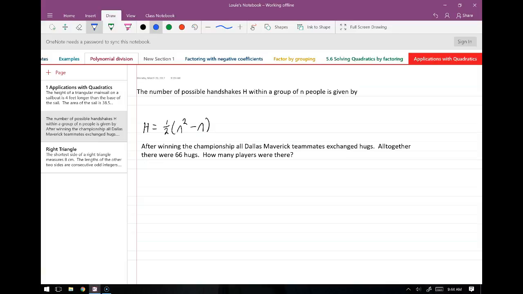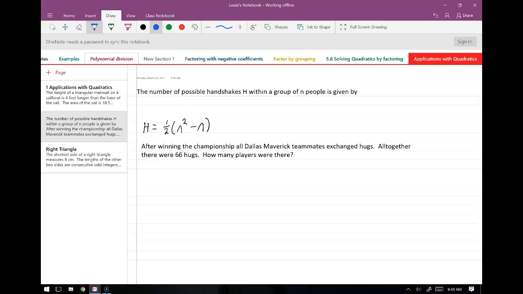We're ready to go. So anyway, as I was saying, they give you the polynomial and they ask you to plug in certain values for that, right? And so this polynomial is the number of possible handshakes, h, within a group of n people. So n equals people, h equals handshakes, and it is given by this polynomial.